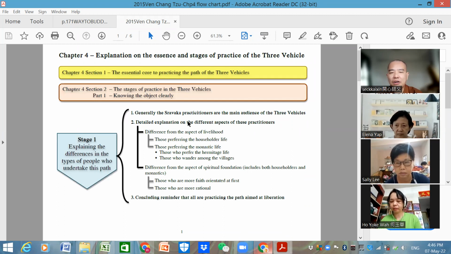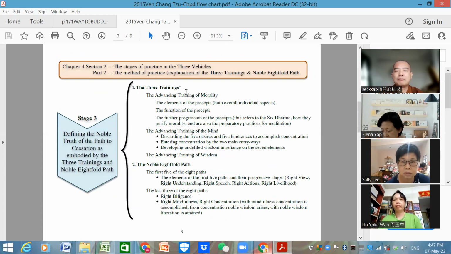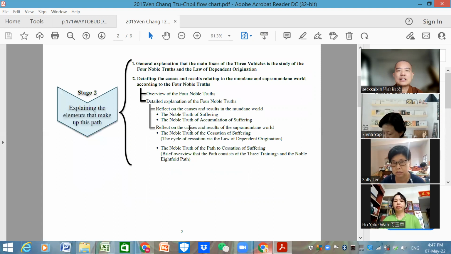So in the very beginning, basically, we target the Sravaka. Sravaka could be a layman and also could be a monk. So it's a three vehicle. And then in the very beginning, we understand the stages of the different types of people. Then we go to stage two. Stage two is about the main theory regarding the three trainings and the eightfold path. Stage three is regarding the four noble truths and the law of dependent origination. So we have gone through this.